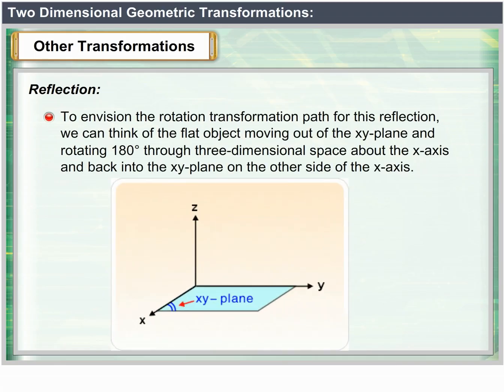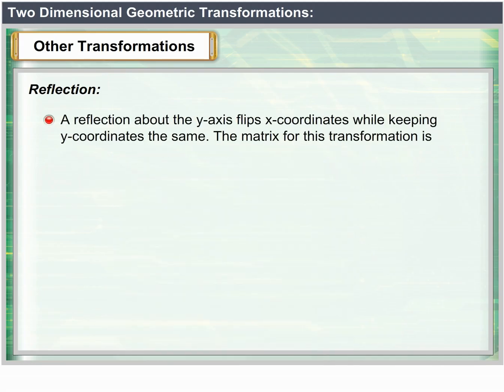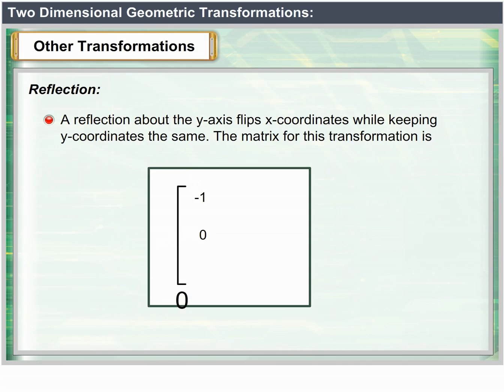To envision the rotation transformation path for this reflection, we can think of the flat object moving out of the xy plane and rotating 180 degrees through three-dimensional space about the x-axis and back into the xy plane on the other side of the x-axis. A reflection about the y-axis flips x-coordinates while keeping y-coordinates the same. The matrix for this transformation is as shown on the screen.